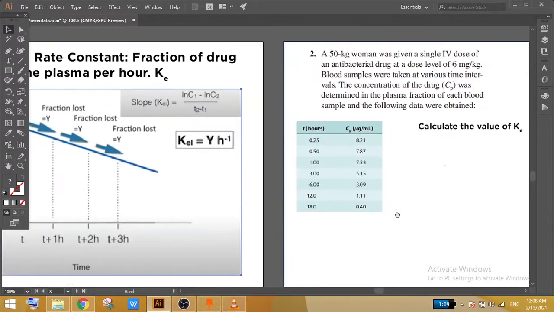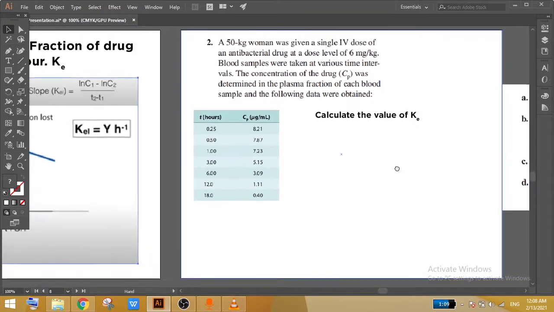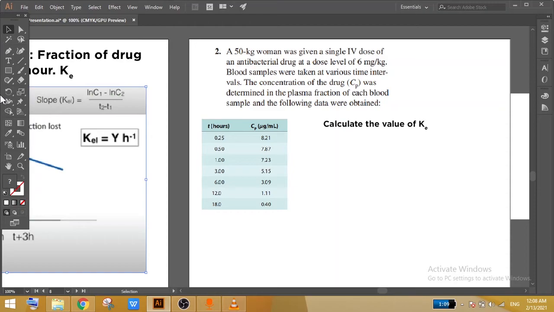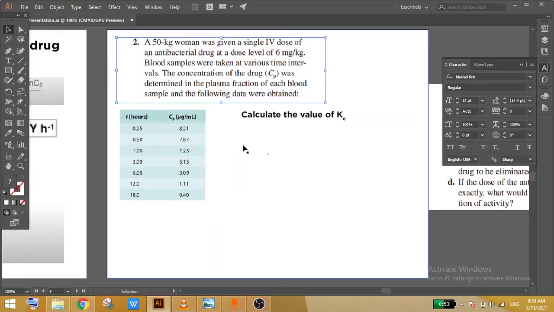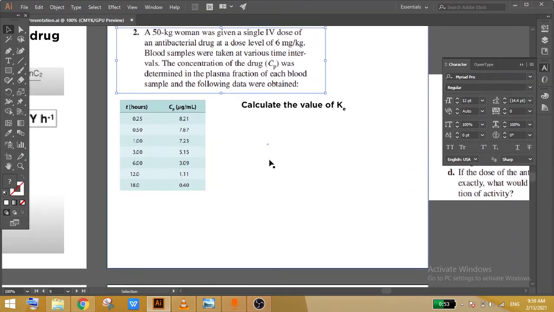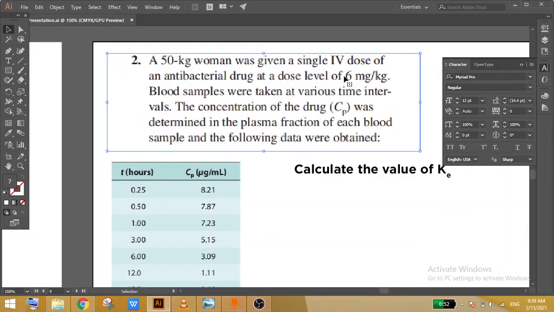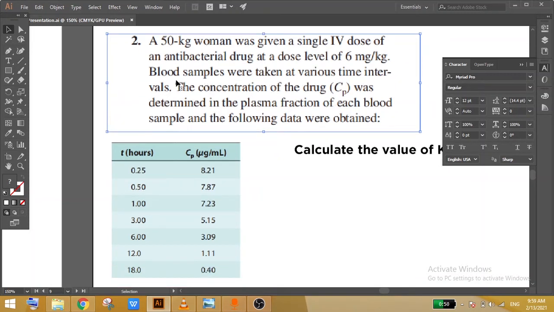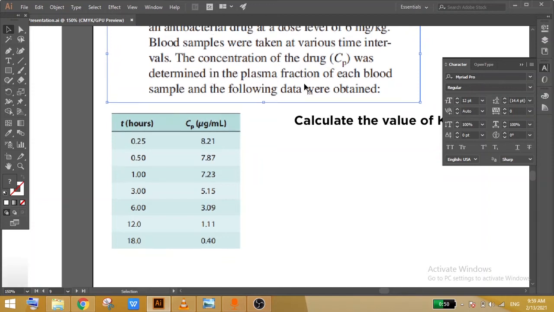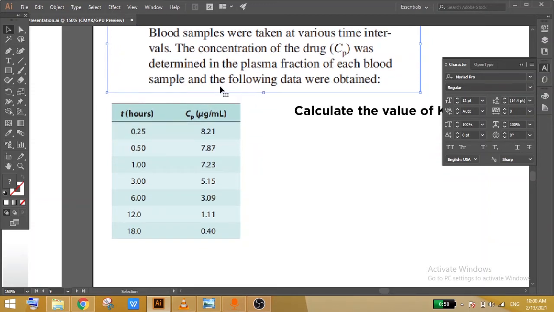So this is the formula of how we get our elimination rate constant. We will solve a question related to the elimination rate constant to get a better understanding of what we are doing. Here we've got one question for an IV bolus, and I'm going to calculate the elimination rate constant from the given data. A 50 kg woman was given a single IV dose of an antibacterial drug at a dose level of 6 mg per kg. Blood samples were taken at various time intervals. The concentration of drug was determined in the plasma fraction of each blood sample, and the following data were obtained.